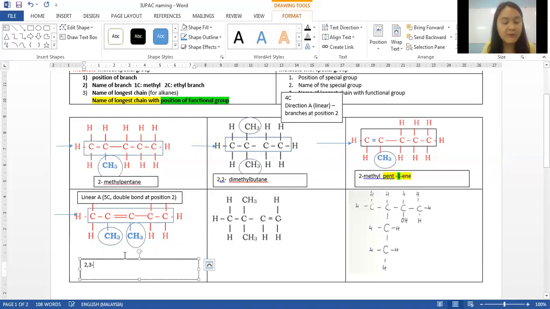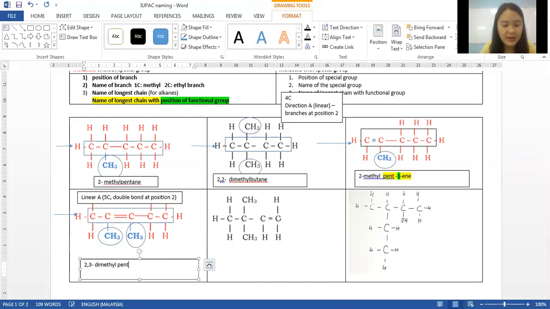Okay, what's the name of my branch? My first branch is a methyl branch. My second branch is also a methyl branch. So in this case, I have 2 methyl branches. Right, next. What's the name of my longest chain? My longest chain has 5 carbon with double bond.